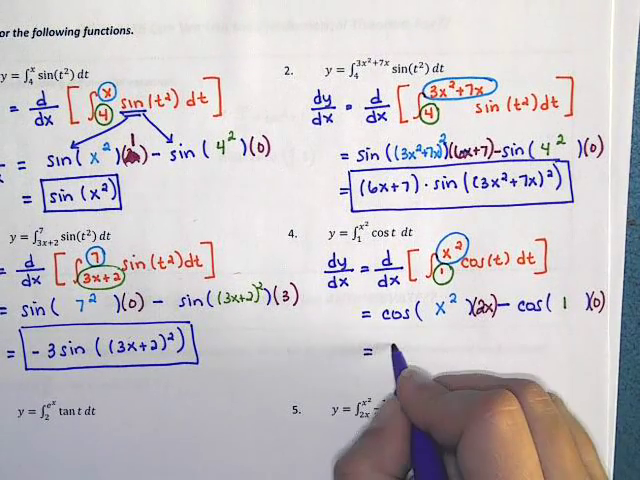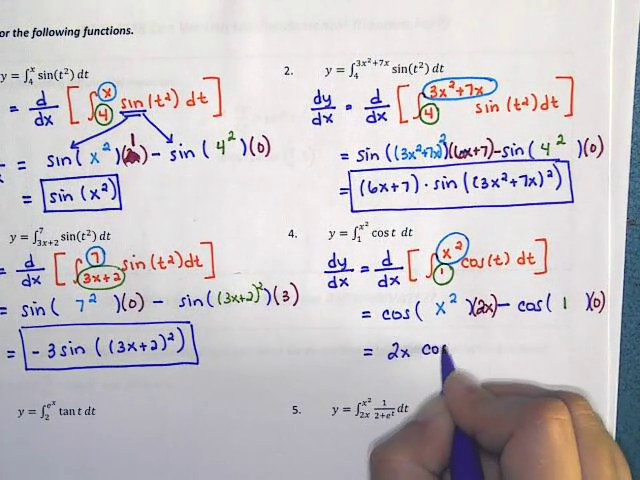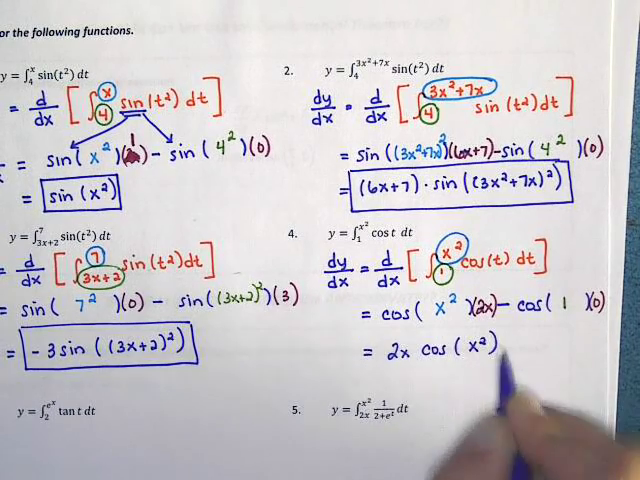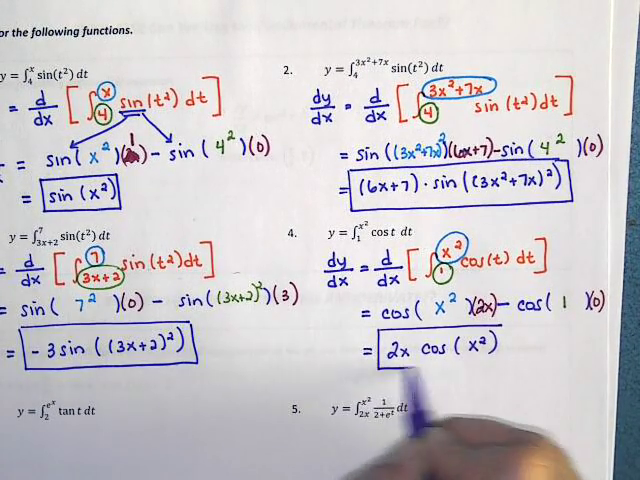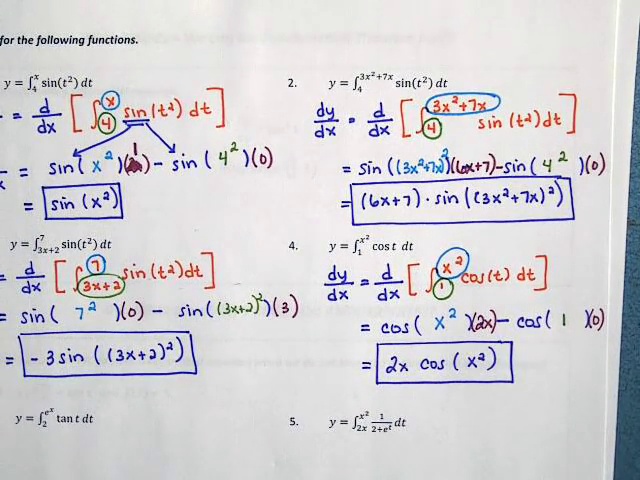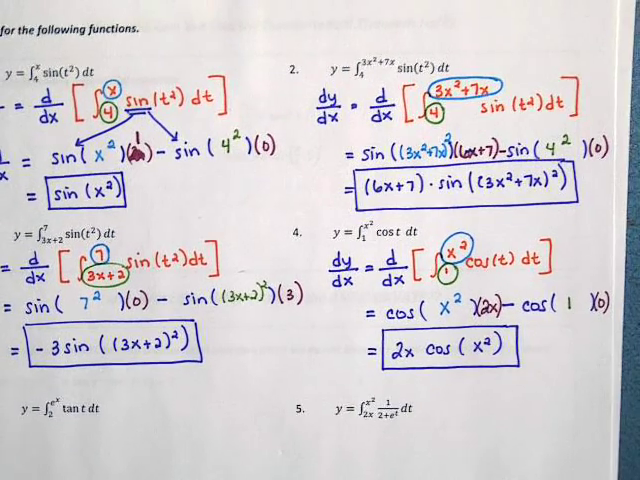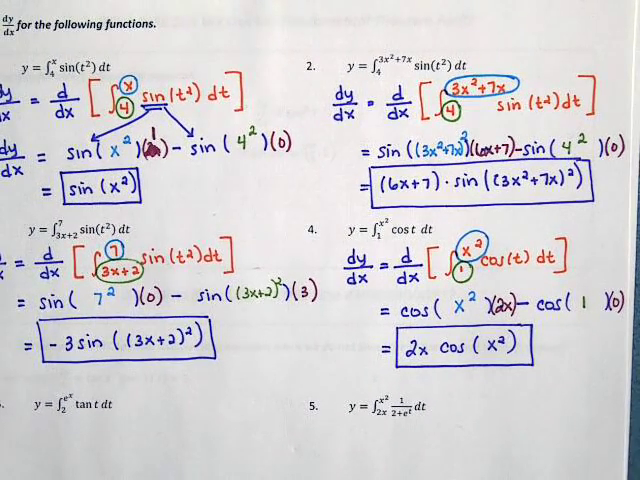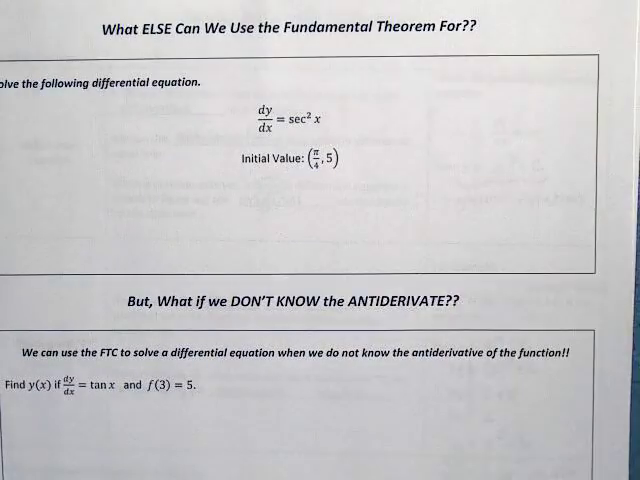I'm just going to move the 2x to the front to make it a coefficient, and I would have 2x times cosine of x squared. We're going to go ahead and stop there and save these other examples in case we need to go over some more stuff in class tomorrow, and we're going to skip to the second way that we can apply this idea, which is what else can we use the fundamental theorem for?